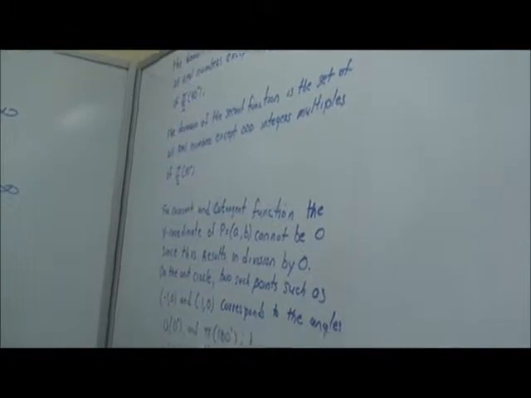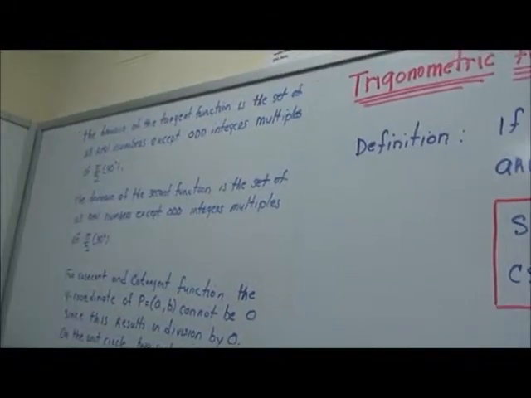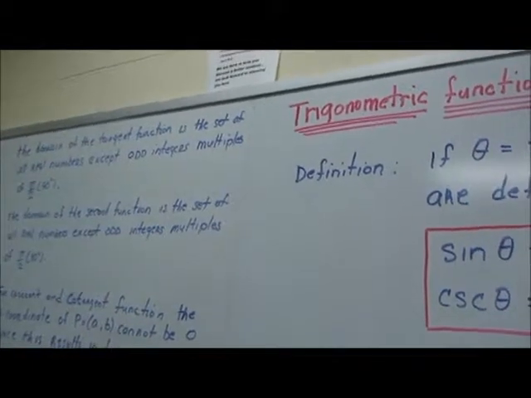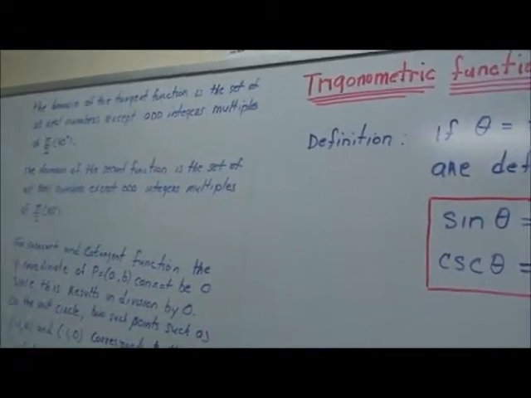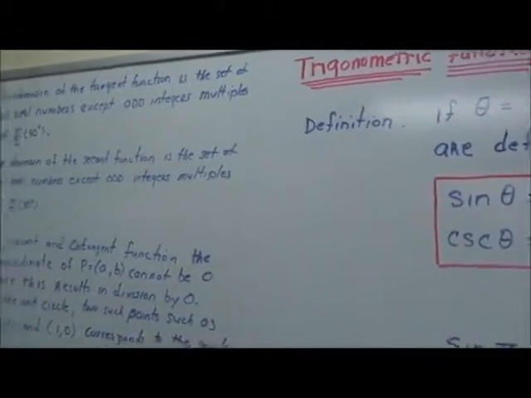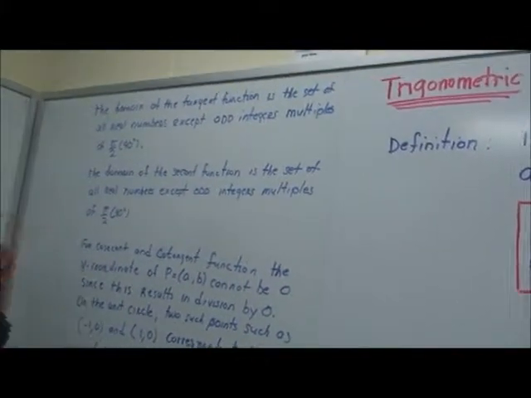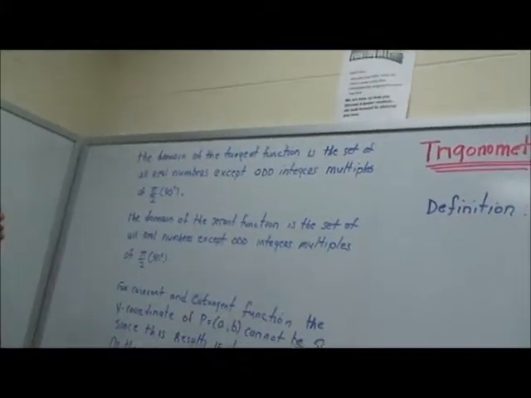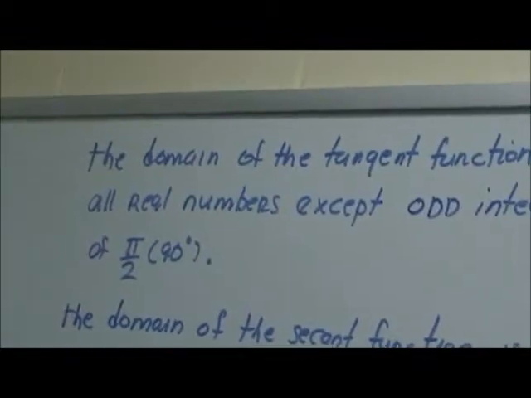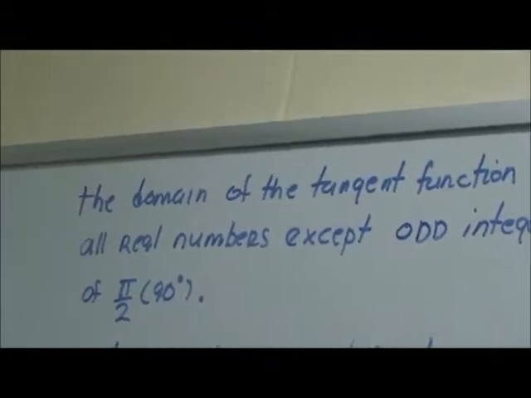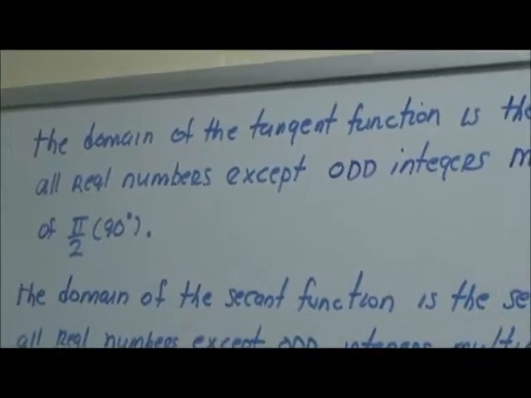Odd integers, which are multiples of what? Pi over 2. And also in degrees, 90 degrees. And the domain of the secant function is a set of all real numbers except odd integers, which are multiples of pi over 2 in radians and also degrees, 90 degrees.